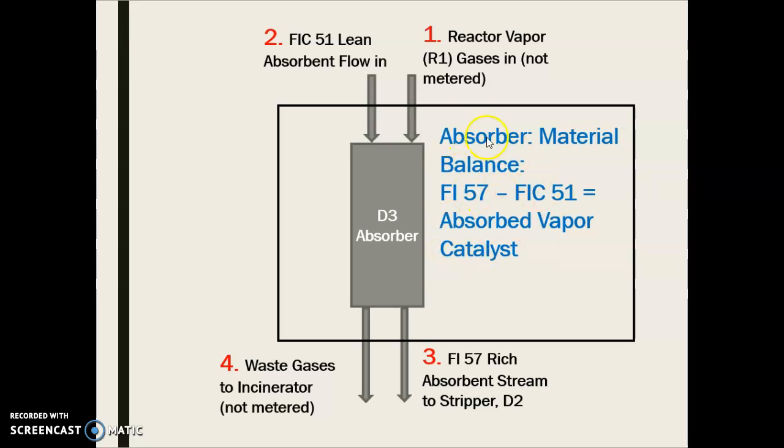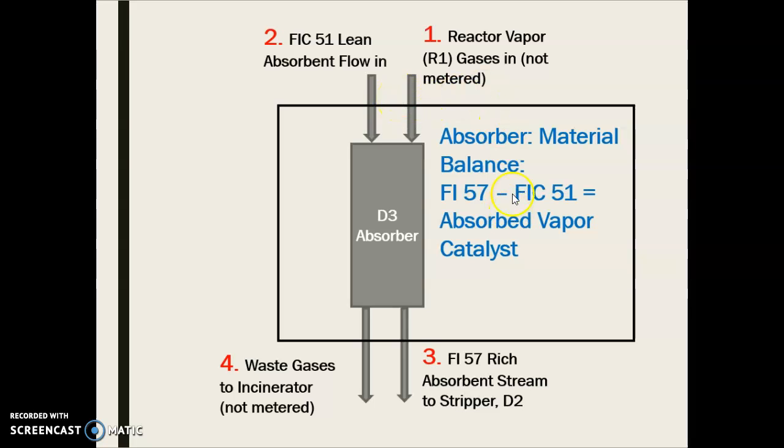Now I want to talk about the absorber column. We're going to look at this material balance. So the absorber alone has the reactor gas coming in at the bottom, and the lean absorbent flow comes in at the top. Remember, it's lean because it has not yet captured any of the vapor catalyst that's coming over here. What comes out will be the rich absorbent stream to the stripper, because it has now absorbed the catalyst, and the waste gas to the incinerator.